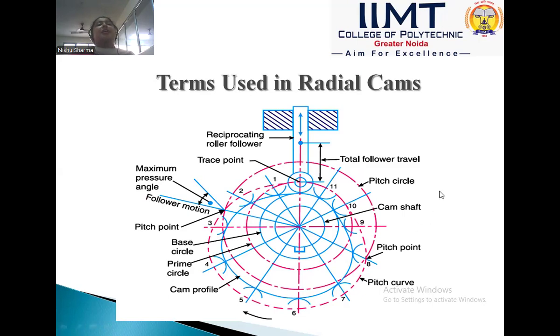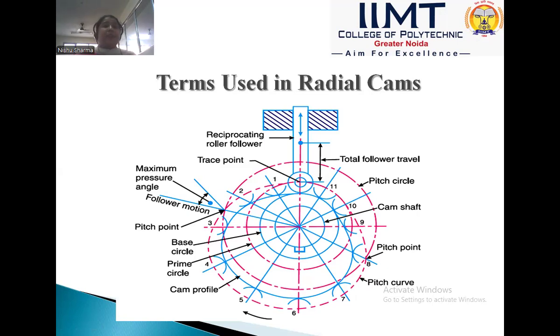Basically, a pitch curve is drawn through the trace point. In the case of a knife edge follower, the trace point represents the pitch curve, which corresponds to the cam profile. We can say that in a knife edge follower, the trace point and the pitch point are the same. But in a roller follower, the pitch curve and the trace point are not the same, and in a roller follower, the center of the roller represents the trace point.